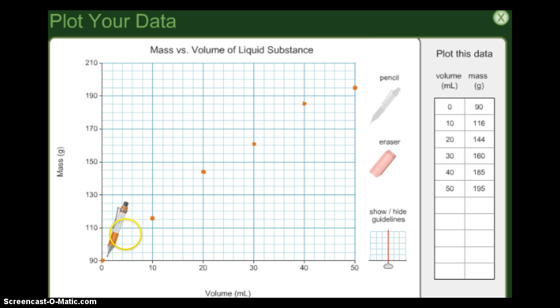All right, let's see if it's going to let me draw on here. Nope. All right, I was going to show you a trend line, but they won't let me, so we'll get to that on the next one. And then, of course, you can check your answers. All right, if you need help with graphing, please see me to help you out with that.